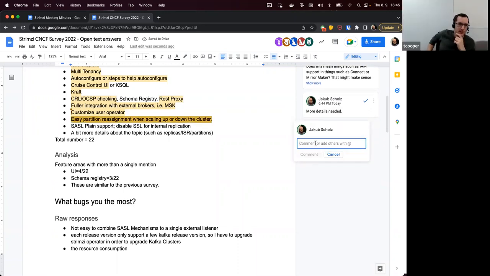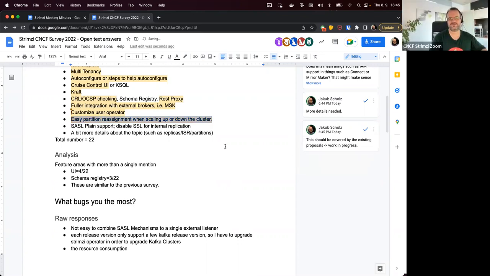Okay. So yeah, I think his auto-scaling proposals cover that. Okay, great. So that might be solved soon. Now, SASL plain support and disabling SSL for internal replication. Anyone has any views on it so that I don't do all the talking?